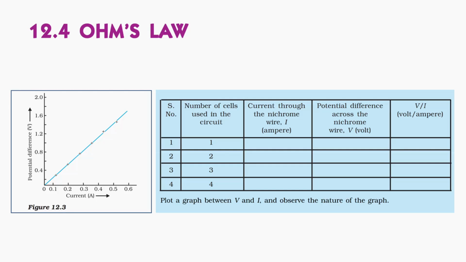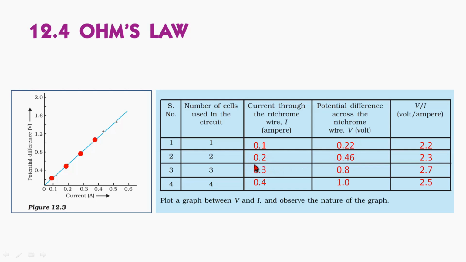In this activity, we make an electric circuit and then we increase the current by putting in an extra cell. We will increase the number of cells, and see the amount of current flowing and the potential difference across the resistance, which is a nichrome wire. Let's see what happened when there is only one battery. Say for example, the current passing through the nichrome wire was 0.1 ampere and the potential difference across the nichrome wire was 0.22 volt.